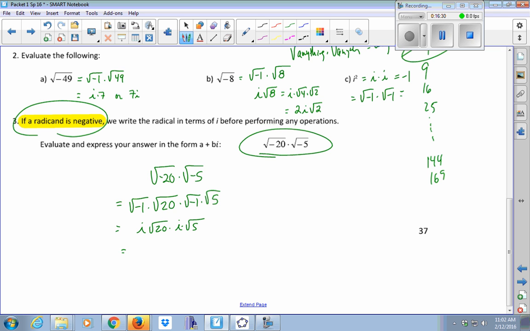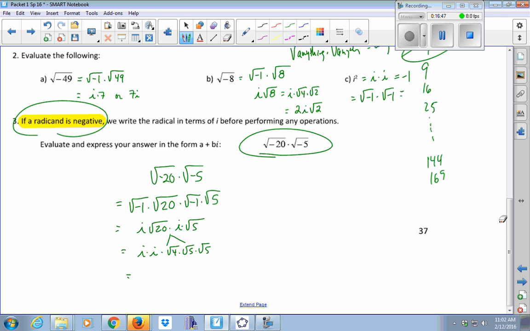Now, this is multiplication, so I'm going to write these things like this. I've broken up 20 into the square root of 4 times the square root of 5. And now I have an I squared there, don't I? So what do I replace that I squared with?